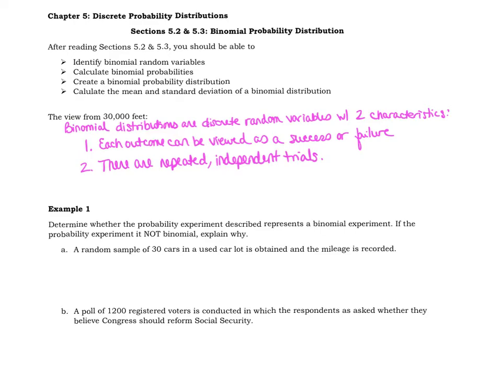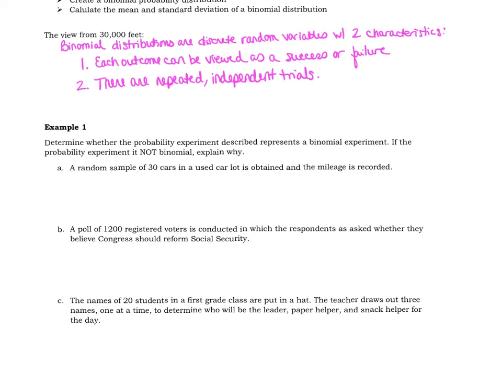So in example 1, using that definition up there of what makes something binomial, we're just going to look at some scenarios and figure out whether they are or are not examples of binomial experiments, okay? And if it's not, we're going to tell why. So a random sample of 30 cars in a used car lot is obtained and the mileage is recorded, okay? So we've got two things that have to be passed here. So number one, every outcome can be viewed as a success or a failure. Now read what the outcome is here. We are recording the mileage.